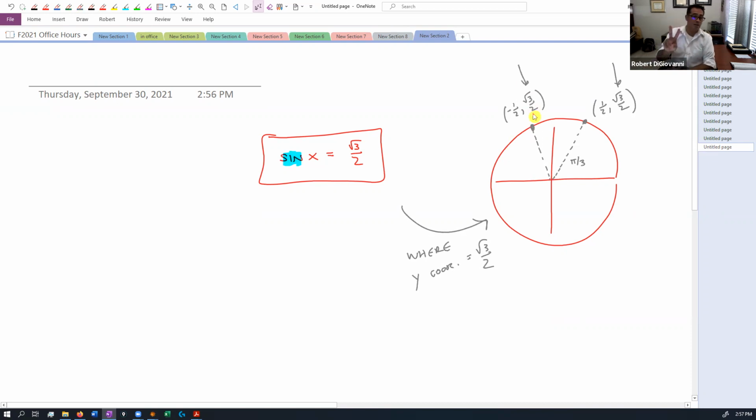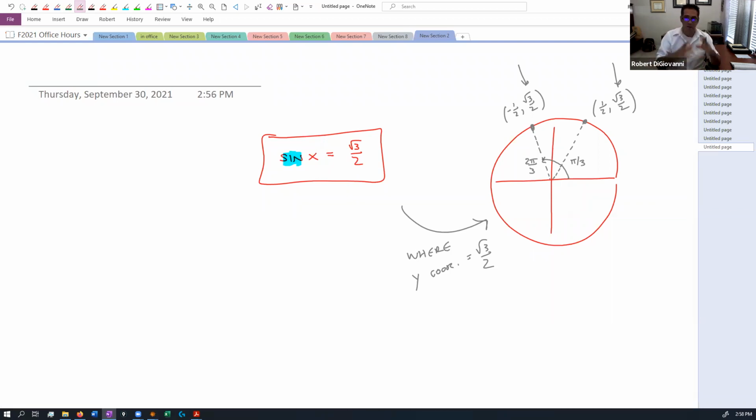So there's two places, right? And that angle is, what is that angle? 2 pi/3. Yeah, that's right, 2 pi/3. You have to know that. You have to know that.